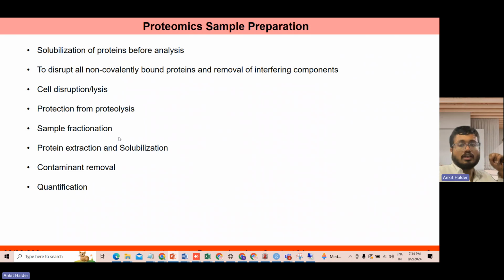Then there is the protection from proteolysis. Till the time your protein is within the cell or within the tissue, before lysis is performed, it is protected. As soon as it comes out, it is exposed to your particular environment. And in the environment, as I just mentioned, there are different kinds of enzymes, DNases, RNases, and proteases that will perform proteolysis of your particular sample. So then it becomes very important for you to have protection from proteolysis.